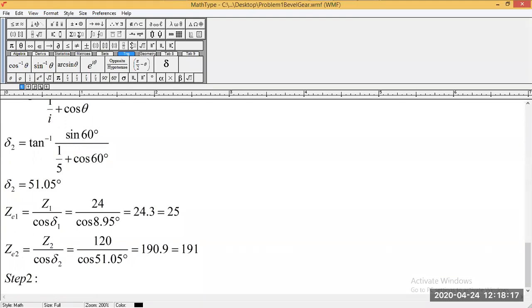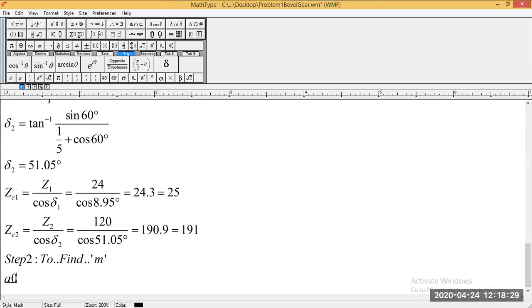So we'll start off with step 2. Step 2 is to find the module m. That's the objective of step 2, and this is split into two parts. That is the tangential tooth load.